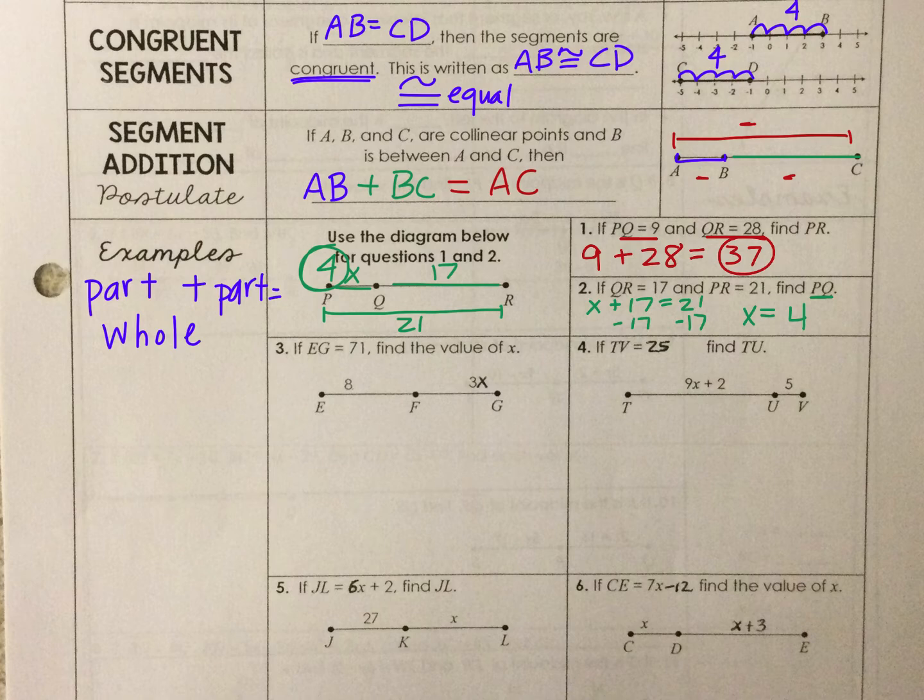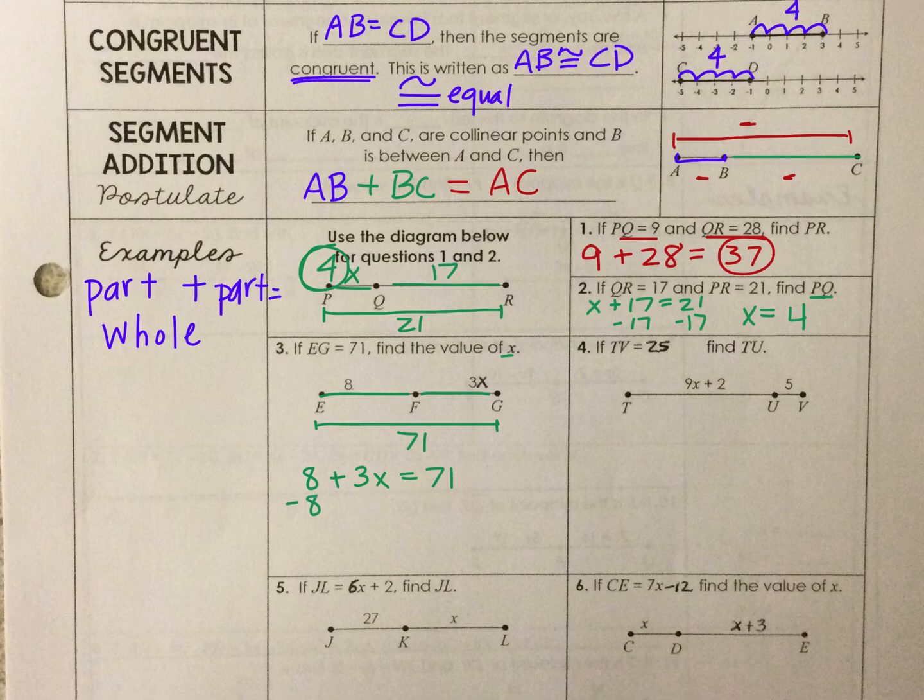All right, let's look at number 3. EG equals 71. So from E to G, that's 71. That's my whole thing. Find X, the value of X. So my first part is 8 plus my other part is 3X. It equals the whole thing. Part plus a part equals a whole. All right, so let's just solve this.